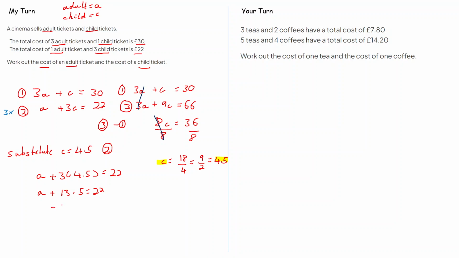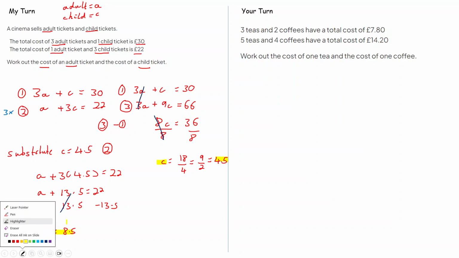Really, right here, I'm taking away 13.5 from both sides, because then these are going to cancel, and I found my value of A, which is equal to 22 take away 13.5, which is equal to 8.5. And that is my second solution, 8.5. Let's highlight that. There we go.